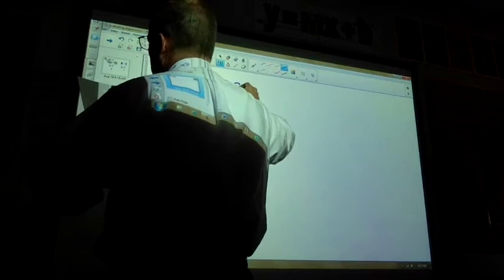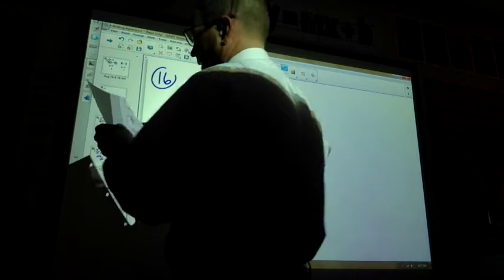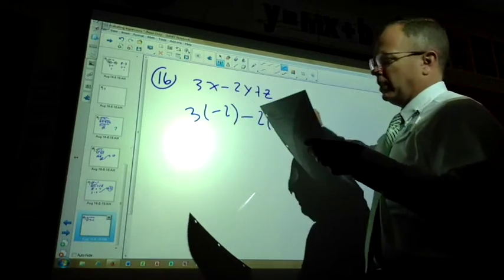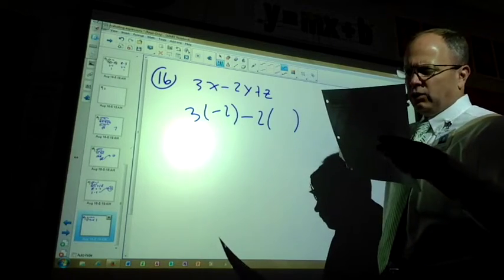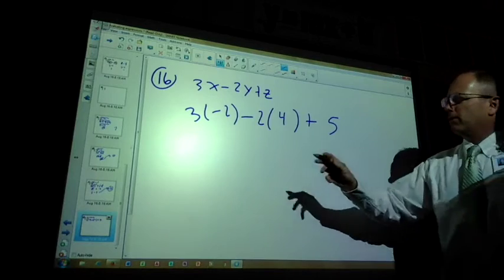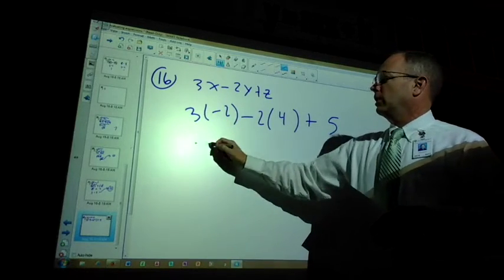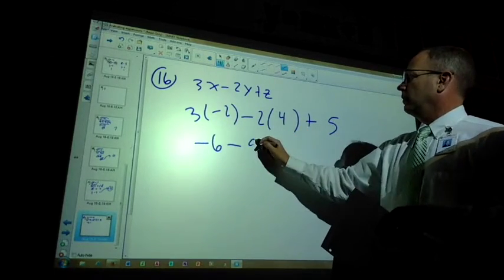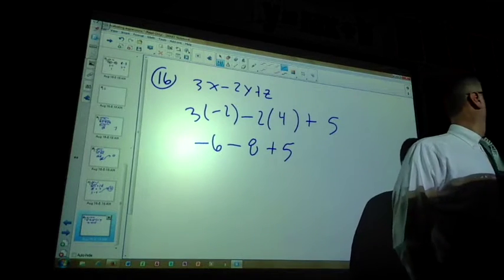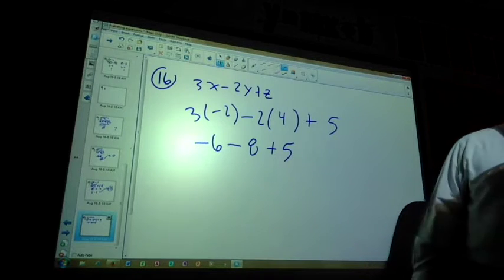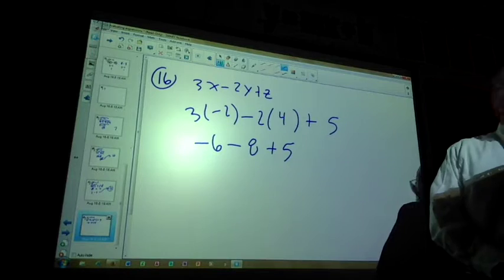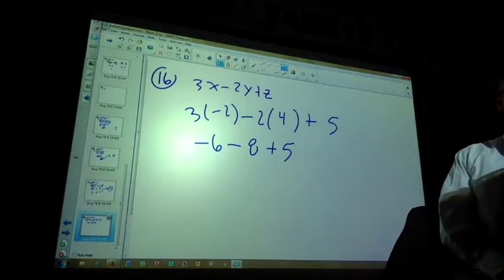3x minus 2y plus z. And they tell us x is negative 2. They tell us y is 4. And they tell us z is 5. Order of operations would say do the multiplication first. So this is going to give me negative 6. This is going to give me 8. And then plus 5. Negative 6 minus 8 is negative 14. Negative 14 added to 5 is negative 9.